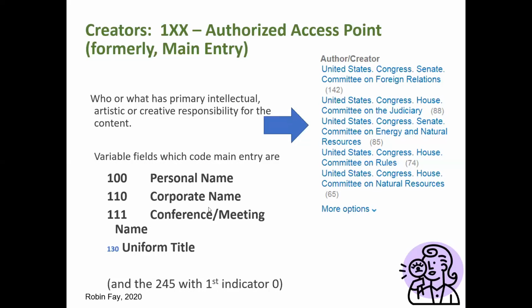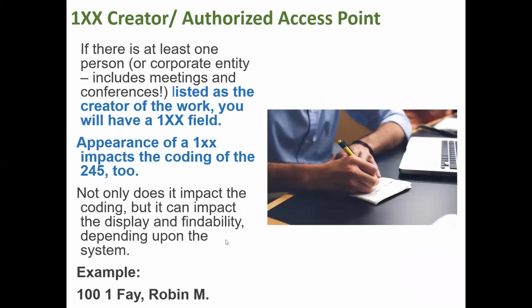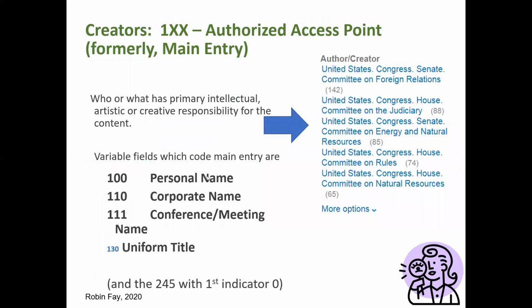How do you know how to record that information in this 100 or 110 field? You follow what it says in the authority record. So if I write a book and it says by Robin Fay, and then you look up the authority record and see that my official form of my name is Fay, Robin M., then you would record it as Fay, Robin M. in the 100 field. And in our 245, where you record the by statement, you would record it as it appears on that particular item. So it would say by Robin Fay.